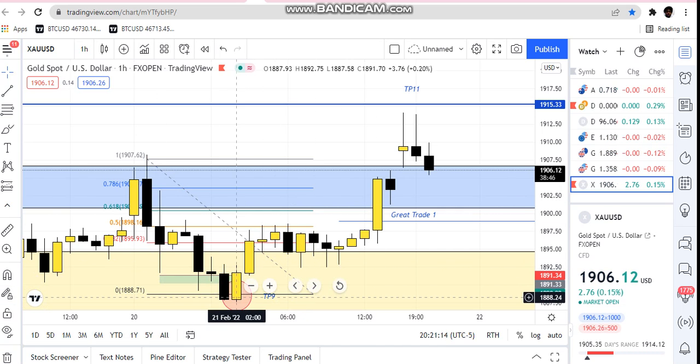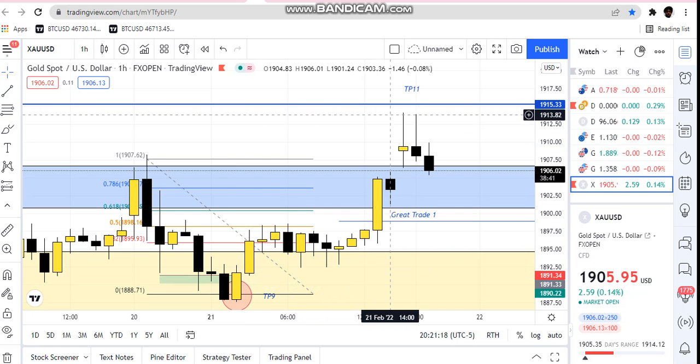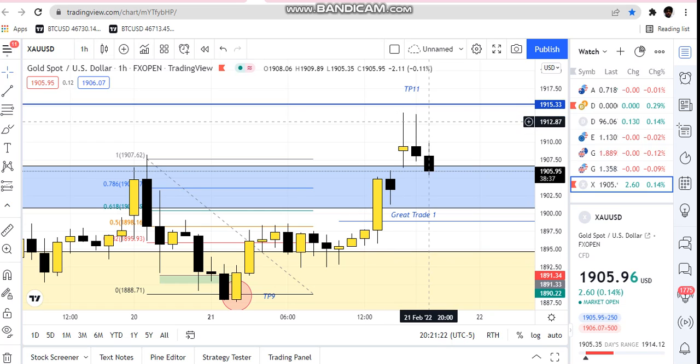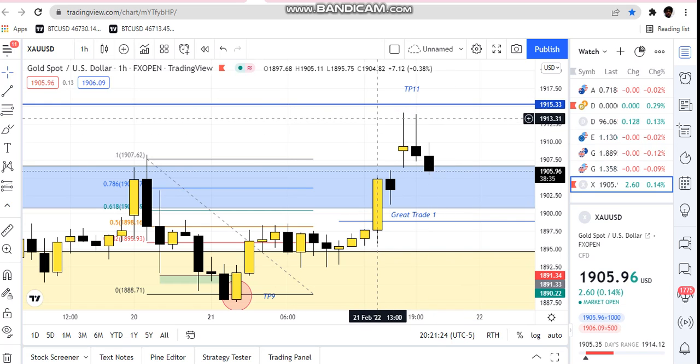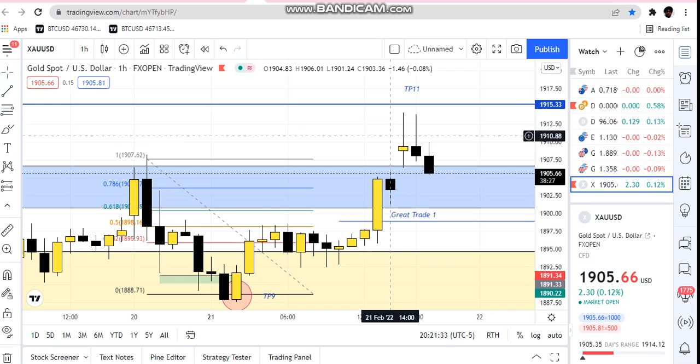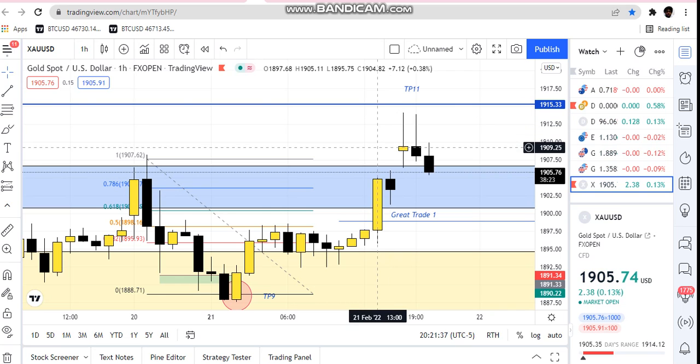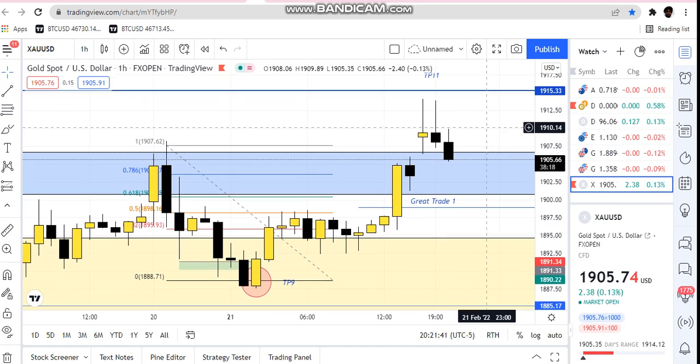Then price reverses. During London session, New York session heads all the way up to 1914. Take profit 11 is at 1915. We didn't get a break above take profit 11. This lets us know that price does not want to get above take profit 11. What does happen? Sellers come in and push price back down. Sellers come in and push price back down, gang. And now price is heading back down.